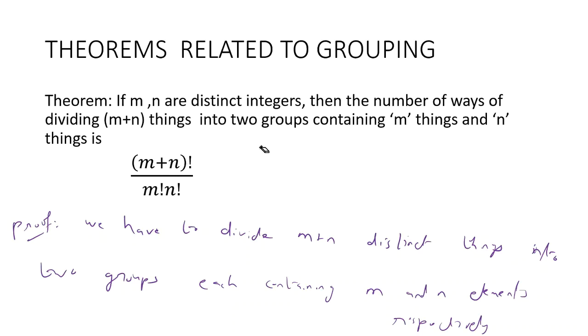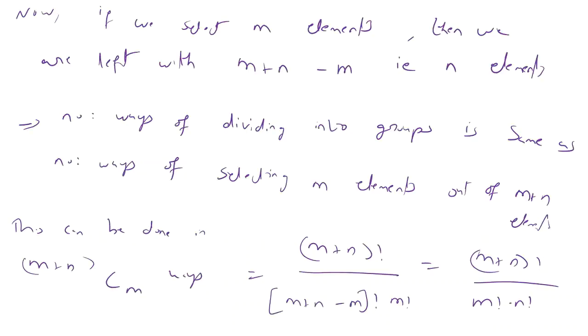That means you have divided m plus n objects into two groups containing m elements and n elements. Therefore, the number of ways of dividing is the same as the number of ways of choosing. So the number of ways of choosing m elements out of m plus n is m plus n choose m, and m plus n choose m is equal to m plus n factorial upon m plus n minus m factorial times m factorial, which is going to be m plus n factorial upon m factorial times n factorial. So these are the total number of ways of dividing m plus n distinct objects into two groups containing m objects and n objects.